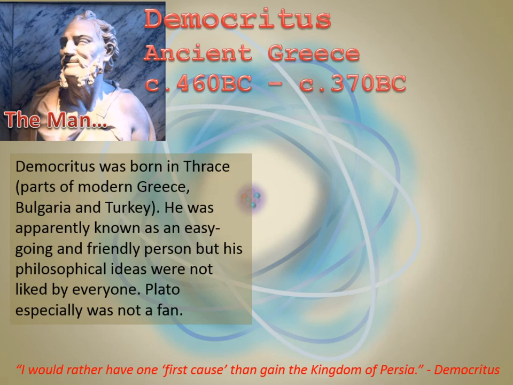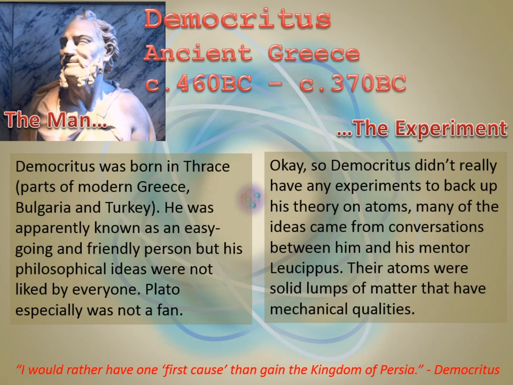However, his ideas about atoms were not experimental. He didn't have any experiments. His ideas came from conversations between him and his teacher, Leucippus, and their atoms were solid lumps of matter that interacted mechanically. So, for example, an atom of metal might be a very, very tiny piece of metal, just the same as a larger piece, but this would be the smallest piece that you could get. And they might have little hooks on them, for example, so that single atoms of metal could hook together and connect to make larger lumps of metal. So the Democritean atom was very much a tiny little mechanical device.